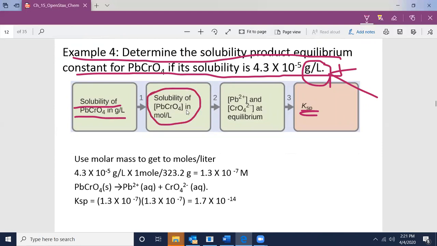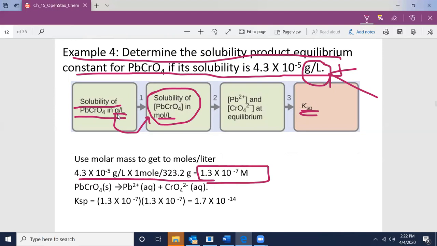Can we do that? Yes, if we can convert the mass into the moles, we can bring it into the molarity. Then you're going to have the concentration of the lead ions and the concentration of the chromate ions at equilibrium, and you can calculate the KSP. So use molar mass to get to the moles per liter from the grams per liter. That's the first thing. You want to get your concentration in molarity, and we have been working on molarity so many times. So now what do we need?